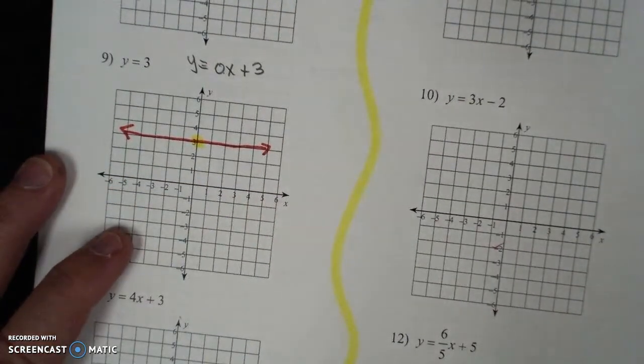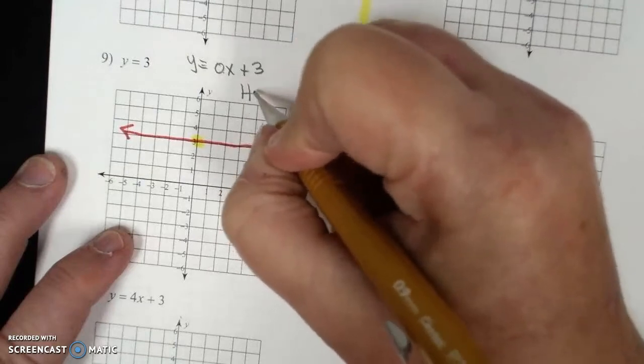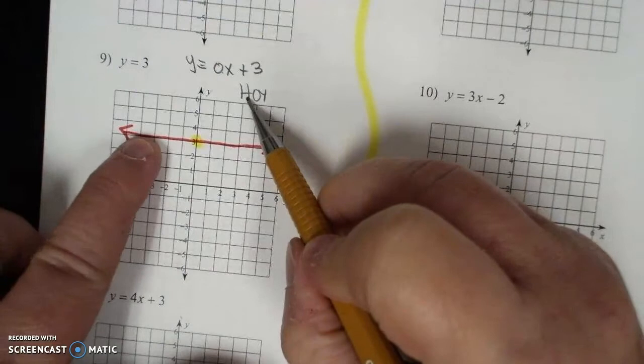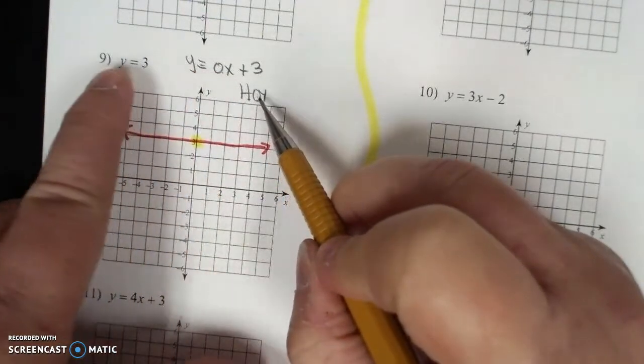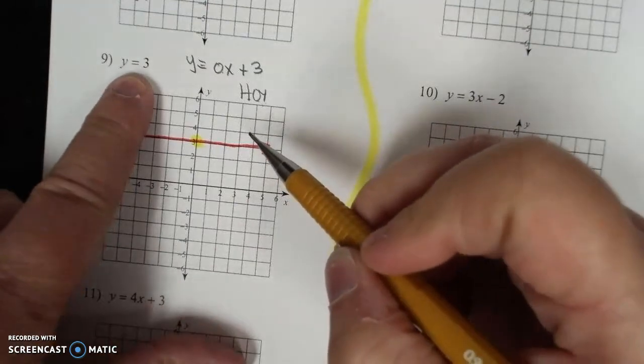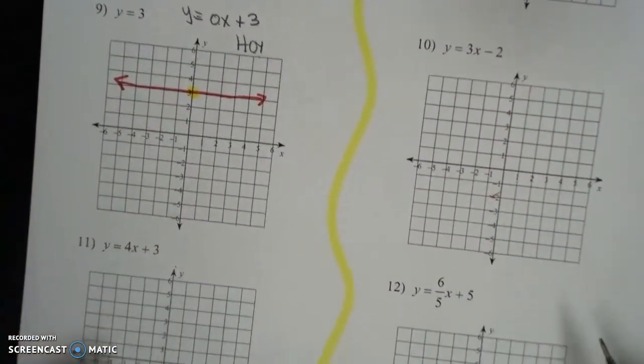Now, there's an acronym, HOY, and it stands for horizontal line, slope of 0, y equals a number. So anytime you have y equals just a number, that says it's going to be a horizontal line.